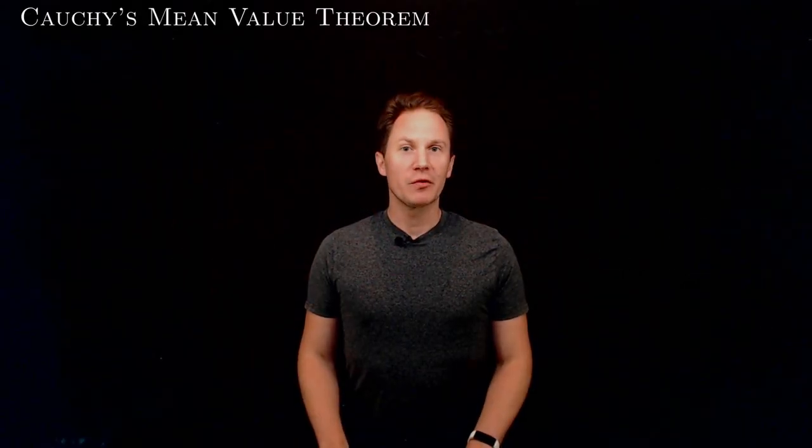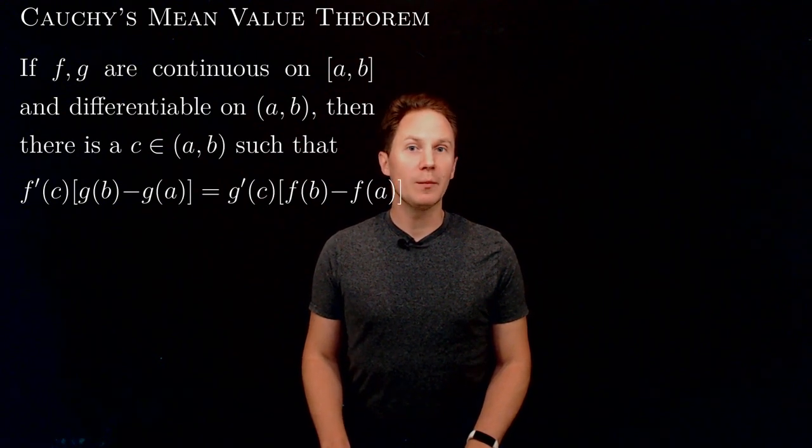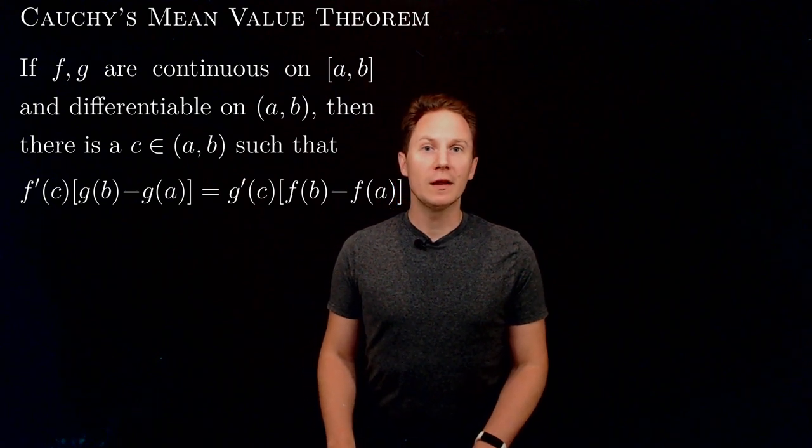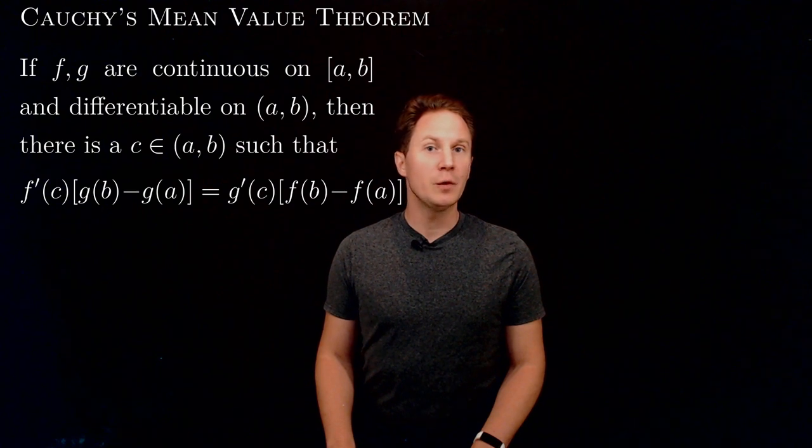Cauchy's mean value theorem states that if we have two functions f and g that are continuous on a closed interval [a, b] and are differentiable on the open interval (a, b), then there must be a point c between a and b at which f prime of c times g of b minus g of a equals g prime of c times f of b minus f of a.